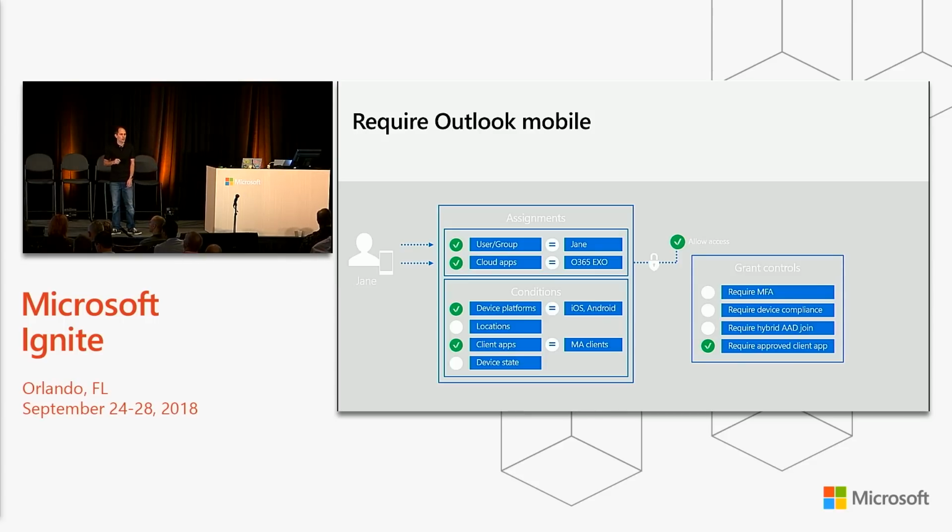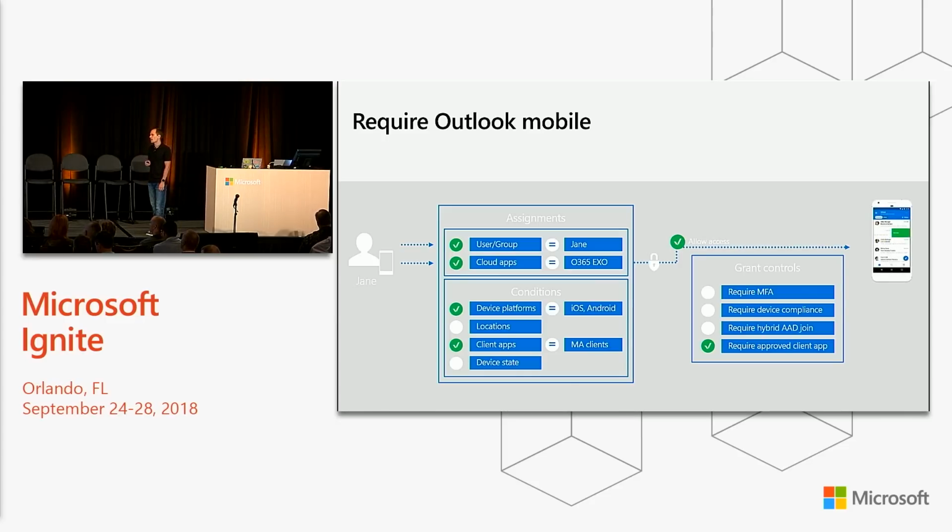From a condition perspective, we're going to narrowly scope this policy to apply to iOS and Android devices, and we're going to focus it on modern authentication-capable clients. So if Jane, and then for our action, we'll define an allow action with the require approved client app. So if Jane is using Outlook Mobile when she authenticates, she will be allowed access.